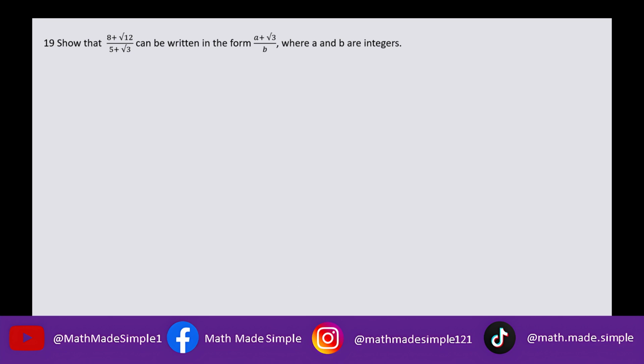First of all, I can simplify the square root of 12 because it's the square root of 4 times the square root of 3, and the square root of 4 is 2, so it'll be 2 square root of 3, so I can substitute that back in.